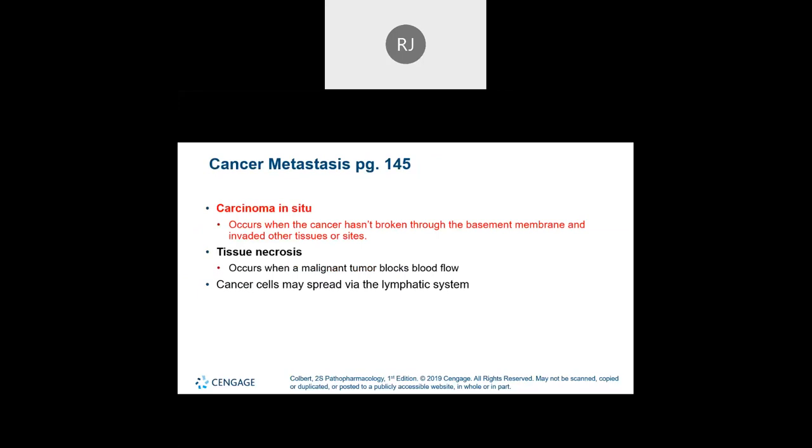On page 145, our text continues with cancer metastasis. Carcinoma in situ occurs when the cancer hasn't broken through the basement membrane and invaded other tissues or sites. Tissue necrosis occurs when a malignant tumor blocks blood flow, which causes the death of healthy tissue. Cancer cells usually spread through the lymphatic system, where the lymph nodes try to filter out the abnormal cells.